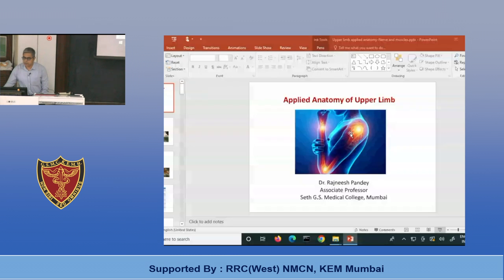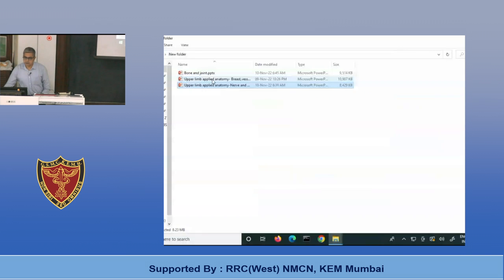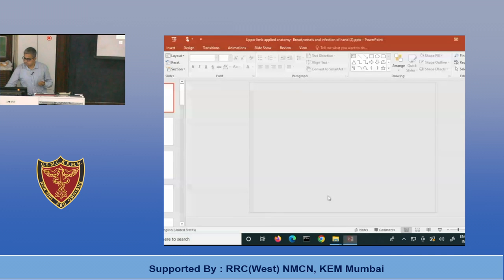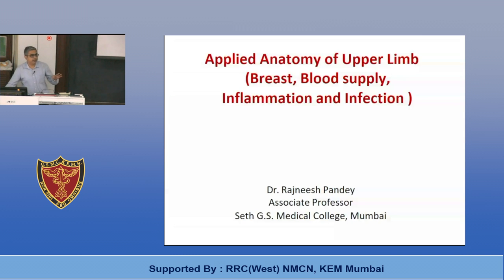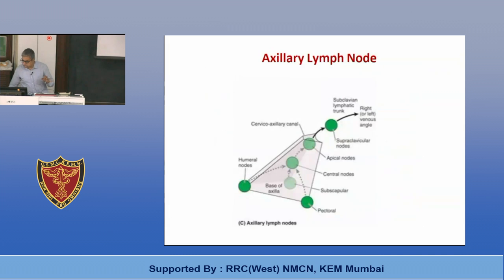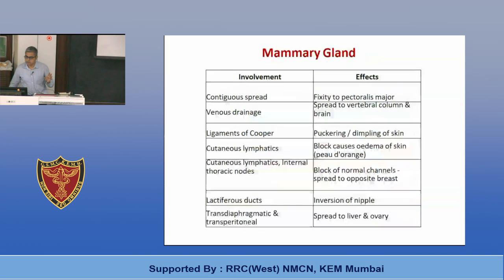Now, I think the bony part is already covered. So I will just cover the soft part. This is the mammary gland, already covered, so I'm not going to cover it. This is the region already covered in the lecture. So venous drainage, okay, ligament of Cooper involvement causing puckering, lymphatic blockage causing peau d'orange, the cutaneous or internal thoracic lymph node, block of the channel that spreads to the other side, lactiferous duct causing inversion of nipple. So these are the regions.